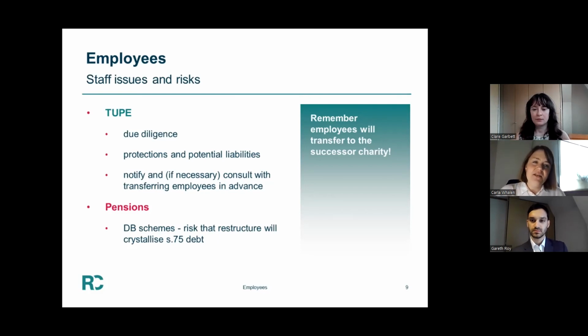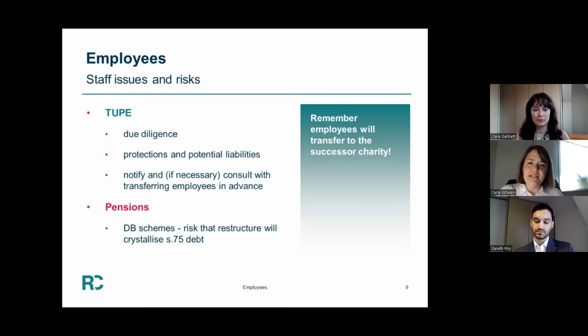So I've put on here just those bullet points to remember. As I say, it's quite a technical area. So unless you happen to have someone within your organisation who's already quite familiar with TUPE and the requirements, this is really one of those areas where getting a little bit of advice upfront, which hopefully wouldn't be too complicated, can save you the potential for protective award claims further down the line.